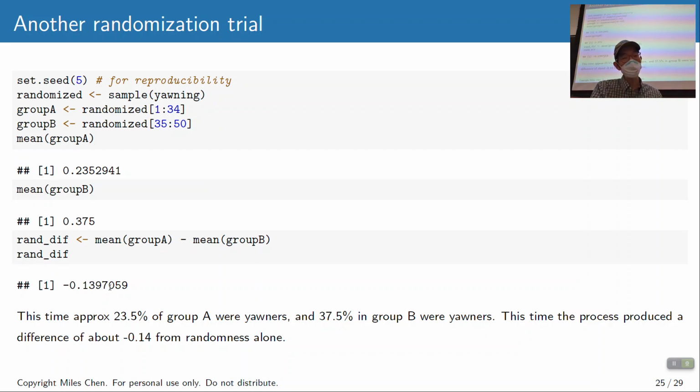Okay, so here I shuffle up those 50 people. After I shuffle them up, again, we have a total of 14 people who are going to yawn. I shuffle them up.